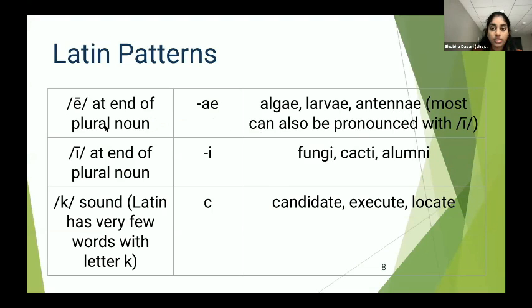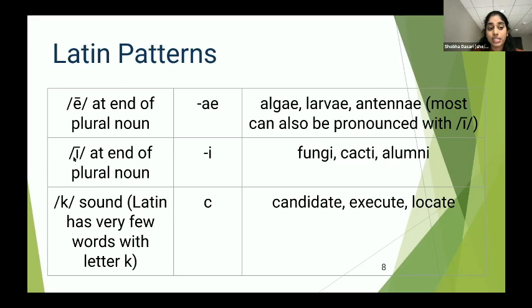One thing to note also is that for a lot of these examples, you can pronounce them with the I sound. And these will often show up as an alternate pronunciation. So for algae, you can also, larva is a better example. For larvae, you can also pronounce it "larvai." For antennae, you can also pronounce it "antennai." And so the dictionary will often have both pronunciations. So in a spelling bee, if you're asking for alternate pronunciations, it's likely that the E sound as well as the I sound will both come up for these types of words.